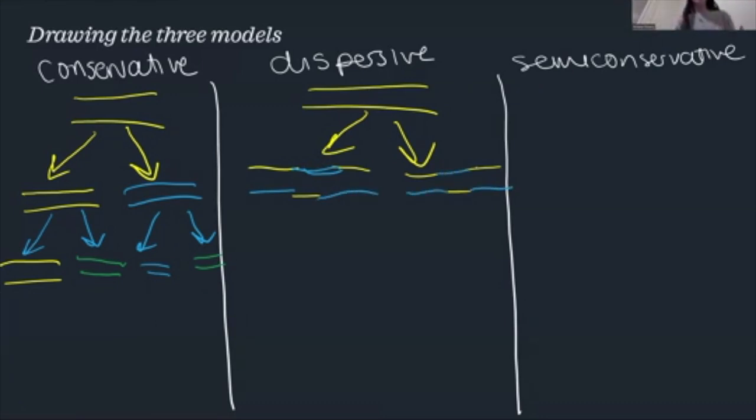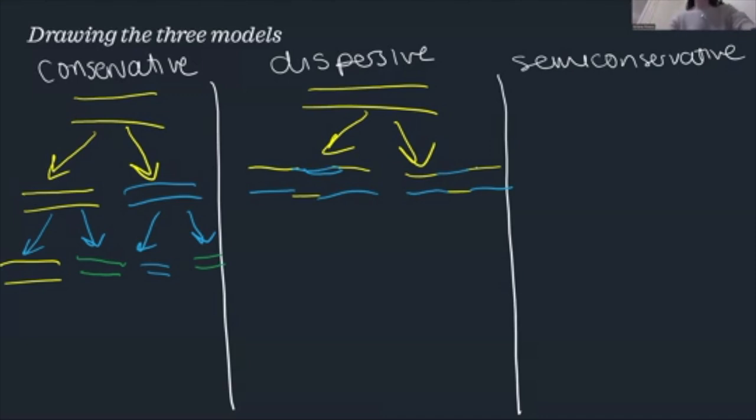You can see at this point, in our conservative model, we had a strand that was totally old, a strand that was totally new, and beneath that the same idea, and there was never any mixing. In the dispersive model, we do have mixing. Everything is a mix. Both new DNAs that were formed are a mix. There's going to be a difference in this step with the semi-conservative model in a second, so keep that thought in the back of your head that this is a mix, and we'll come back to it.